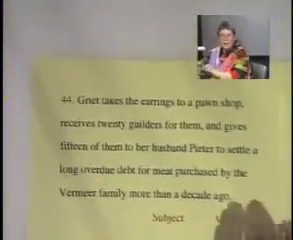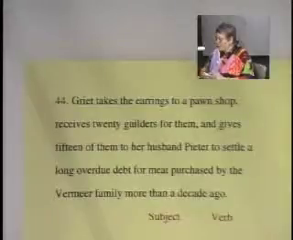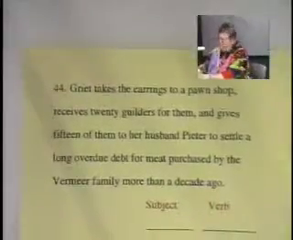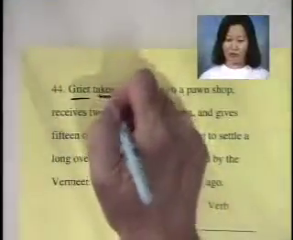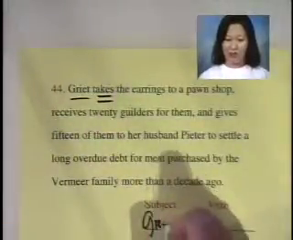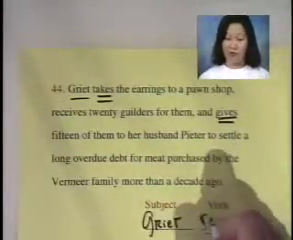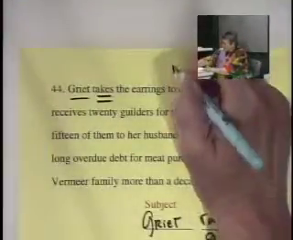Let's take a look and see what Greet does with those earrings. Greet takes the earrings to a pawn shop, receives 20 guilders for them, and gives 15 of them to her husband Peter to settle a long overdue debt for meat purchased by the Vermeer family more than a decade ago. So Maritza, what would you say is the subject? Greet. How about the verb? Takes. And there's another verb, and gives. And what kind of a clause is that? A main clause. What kind of a sentence is it? Simple sentence. Okay.